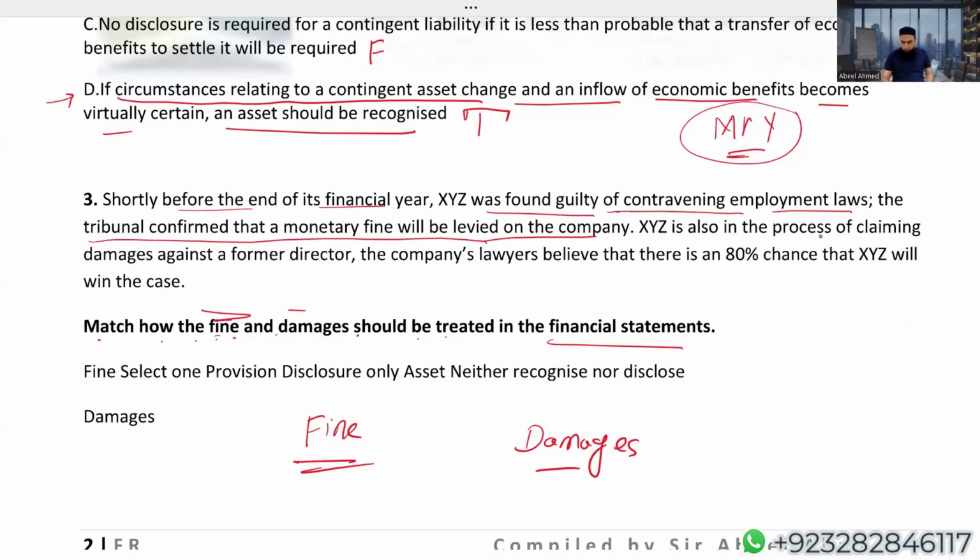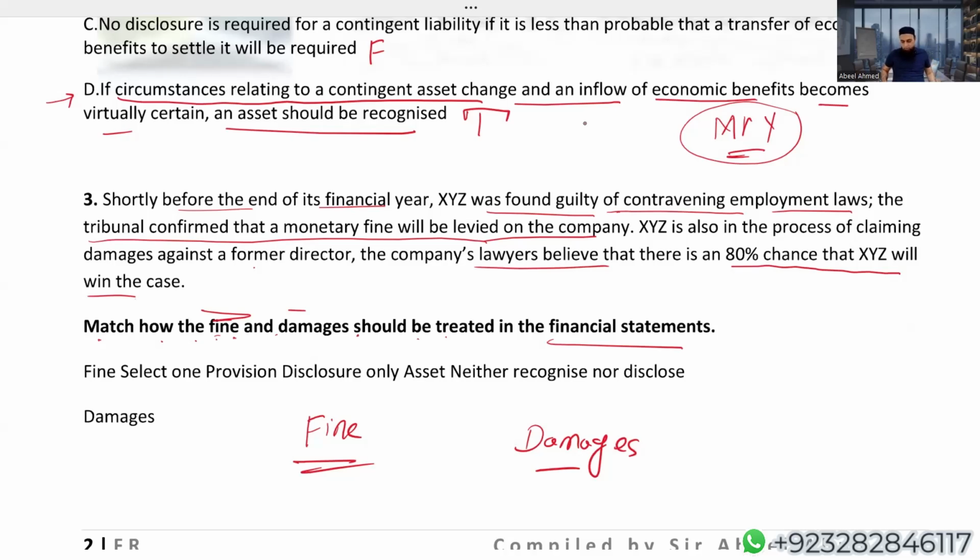XYZ is also in the process of claiming damages against a former director. The company's lawyers believe there is an 80% chance that XYZ will win the case. If you are going to win the case, there are 80% chances. Still, it is a contingent asset and you have to disclose. You cannot recognize it as an asset.